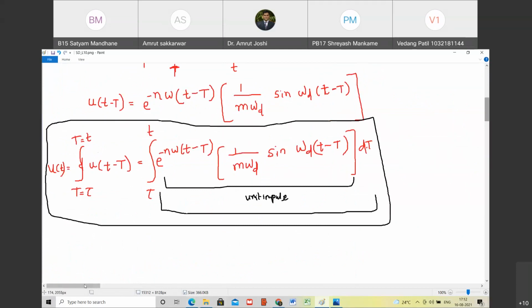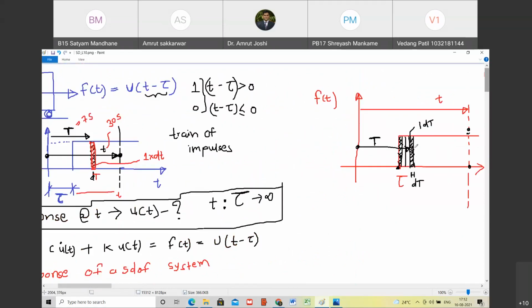Vedang, is it clear? Yes, sir. Now imagine instead of this function, there can be any arbitrary function. I am going to do the same thing. It is the train of impulses with varying magnitudes. Happy? Yes, sir. So that's what we will see, how to do that, a little later. But let us first complete this.